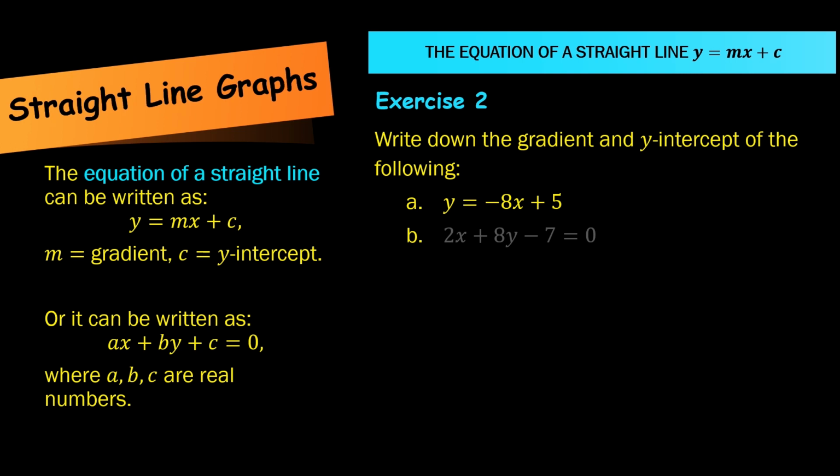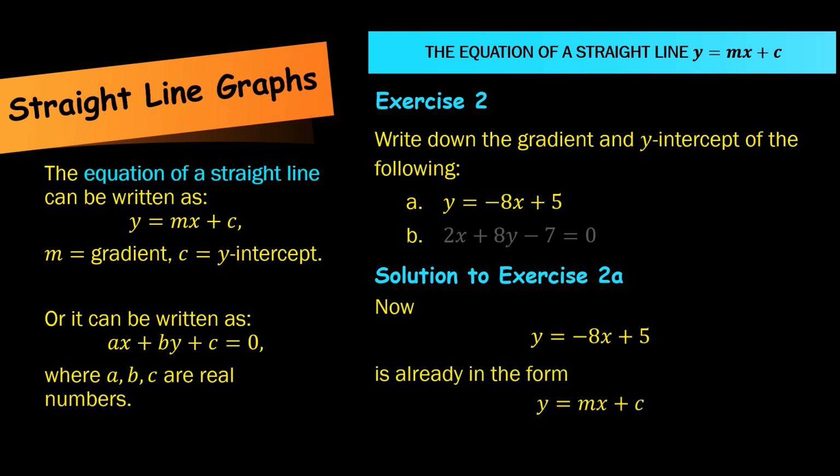Let's begin with exercise 2a. Now y equals minus 8x plus 5 is already in the form y equals mx plus c. So the gradient m equals minus 8 and the intercept c equals 5.